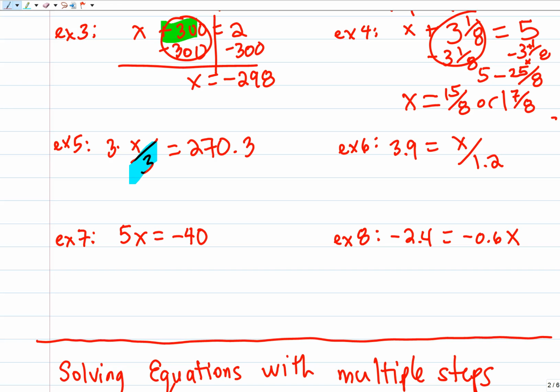So when I multiply both sides by 3, these 3's cancel. They don't just magically cancel. 3 over 3 is 1x is equal to, what is 270 times 3? And I could check that. Is 810 divided by 3 270? And if it is, then I didn't mess up.